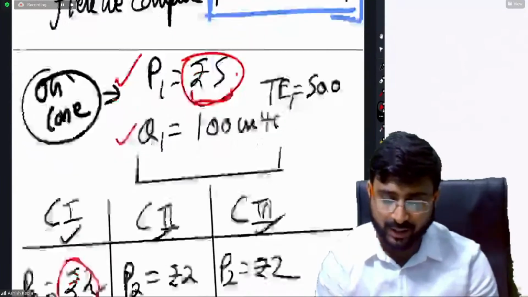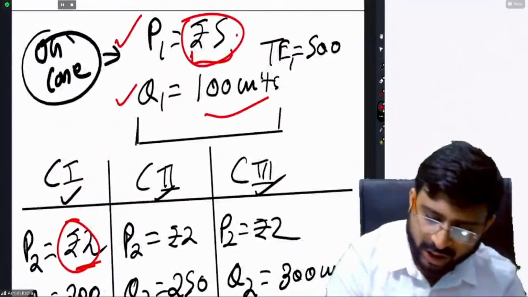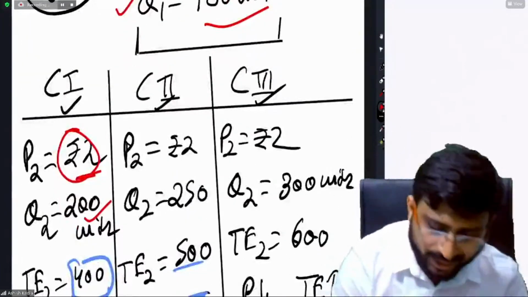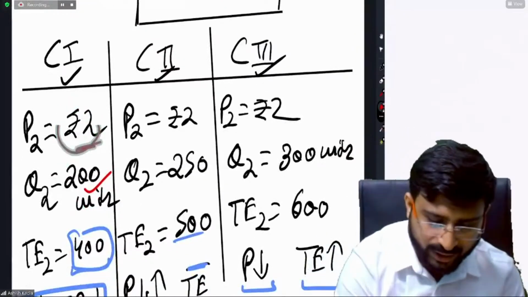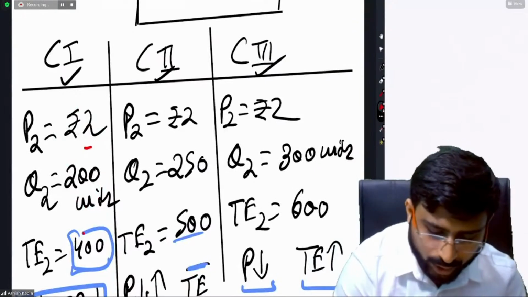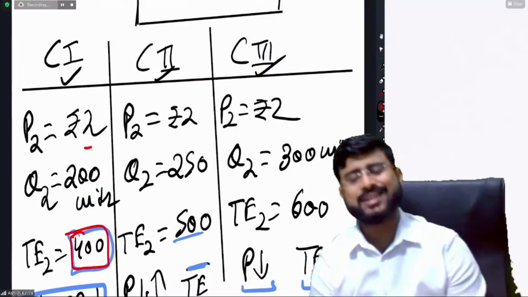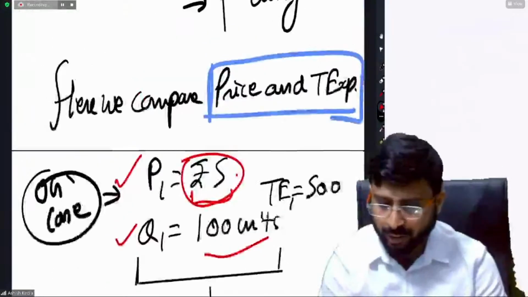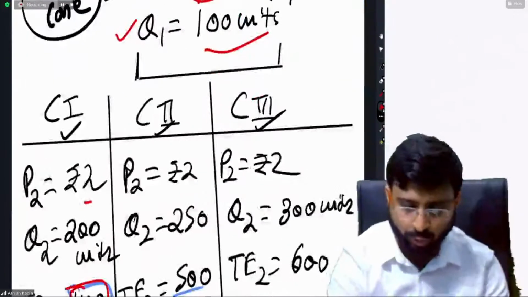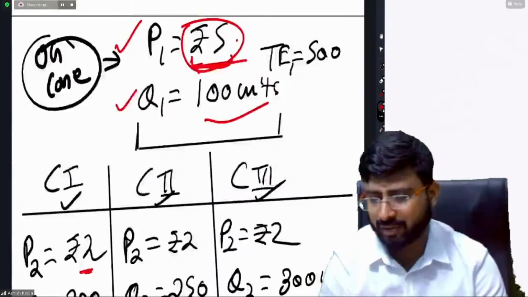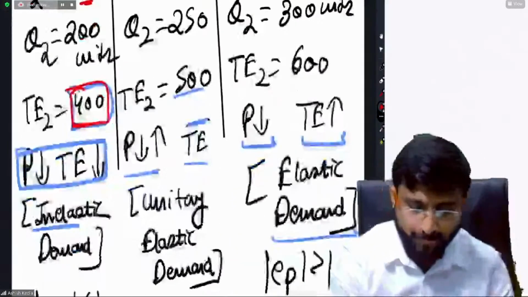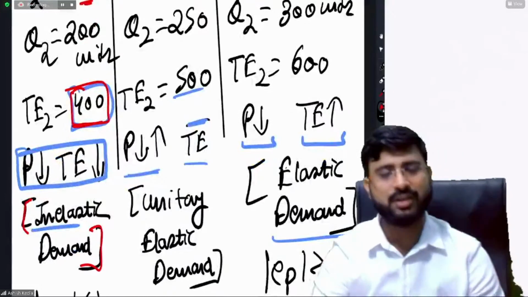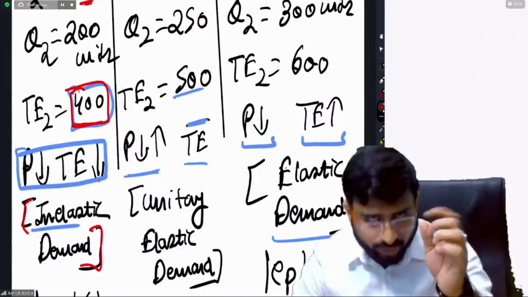It will rise, definitely. So let's say original quantity was 100, now new quantity is 200. So what is the new total expenditure? The total expenditure now is 2 into 200, that is ₹400. So see, price changed from 5 to 2, fall in price, total expenditure has also fallen. Whenever this happens, we call it inelastic demand. This is how we judge.